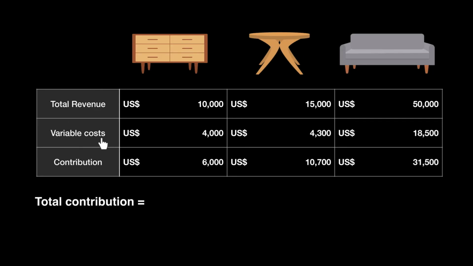So your variable costs are $4,000, $4,300, and $18,500 respectively for each of the products. Now, we know our formula for contribution, and that is revenue minus your variable cost should result in your contribution. And if I simply do the math here, 10,000 minus 4,000 tells me that I'm able to earn a total contribution of $6,000 from selling all of these, 10,700 of total contribution from all of these, and 31,500 from all of these.